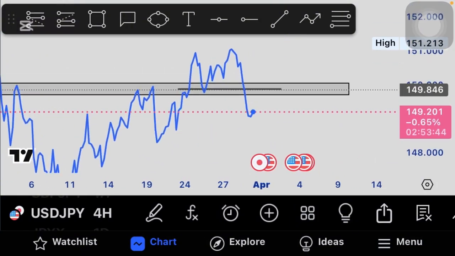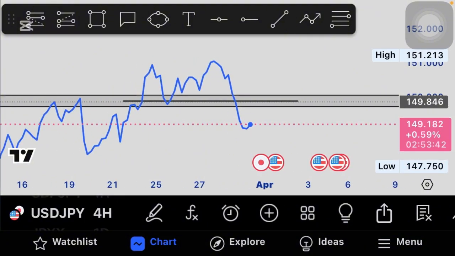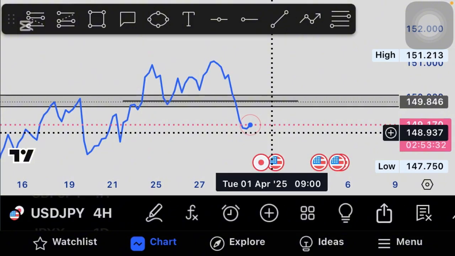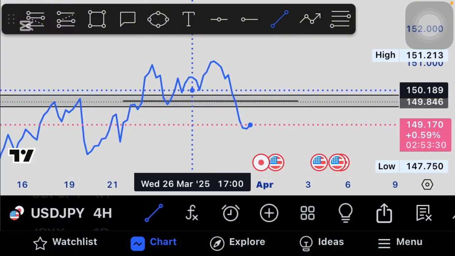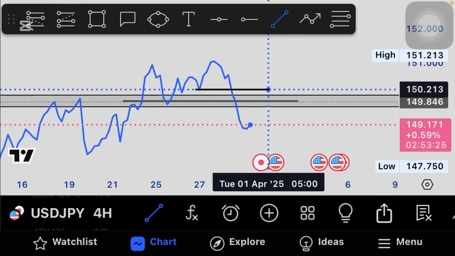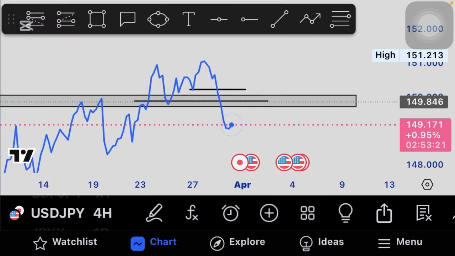Okay, so this is what we are waiting for right now here on the 4-hour time frame. Also, we can see that we are bearish already on the 4-hour time frame. You can see after this break, we can use this break. After this break, you can see that we are bearish right here on the 4-hour time frame. So this is the 4-hour time frame.